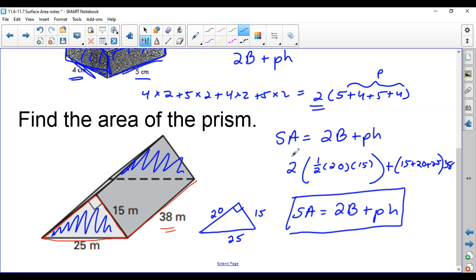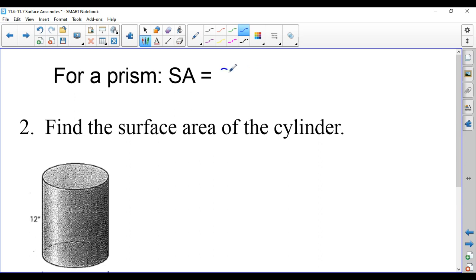One comment, this is total area. There is something called lateral area, which would just be this part, which is all the rectangles. If you see that at all, it's just the rectangular part, so it's not the bases. This is what we just wrote, 2 times the base area plus perimeter times height.